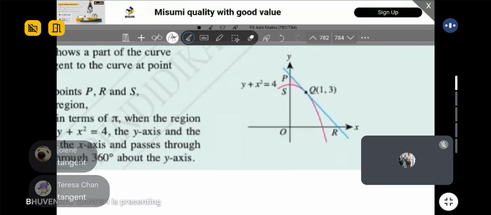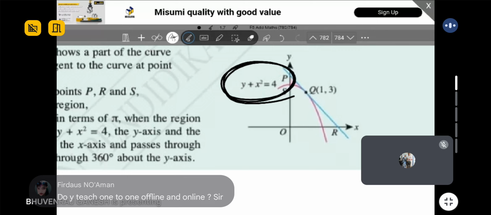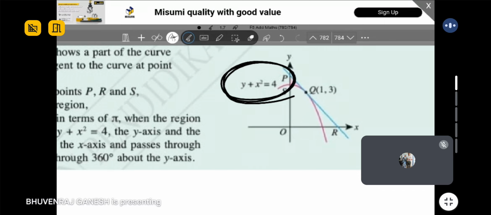Yes, sure can. Depend on the chapter you're weak at lah. You watch the recording on the chapter you're weak. Yes, we call it tangent line. So guys, how do I find out the equation of the line? If you have question, you can WhatsApp me. But I don't teach offline lah, only online only.